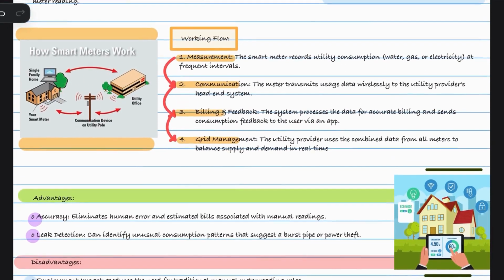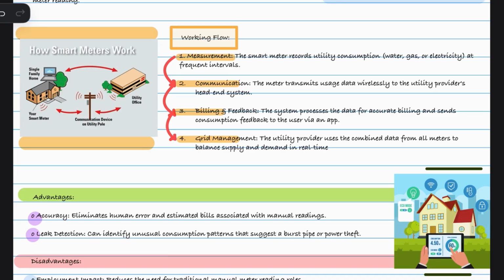If we talk about the workflow, what is first of all happening? There is measurement. All right, so solid state digital meters continuously measure the precise flow of electricity or water or gas at set intervals. For example, every 15 minutes it is measured, and it is completely ditching the manual dials. All right, there is no manual intervention over here. Then comes the communication. So the meter transmits this consumption data using a secure long range wireless infrastructure, all right, straight to the utility provider system.